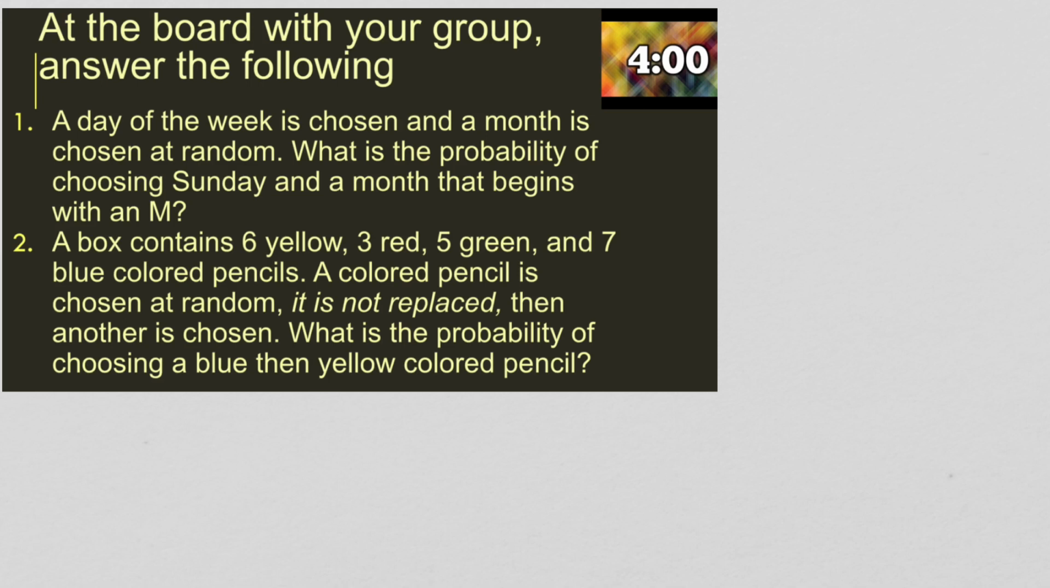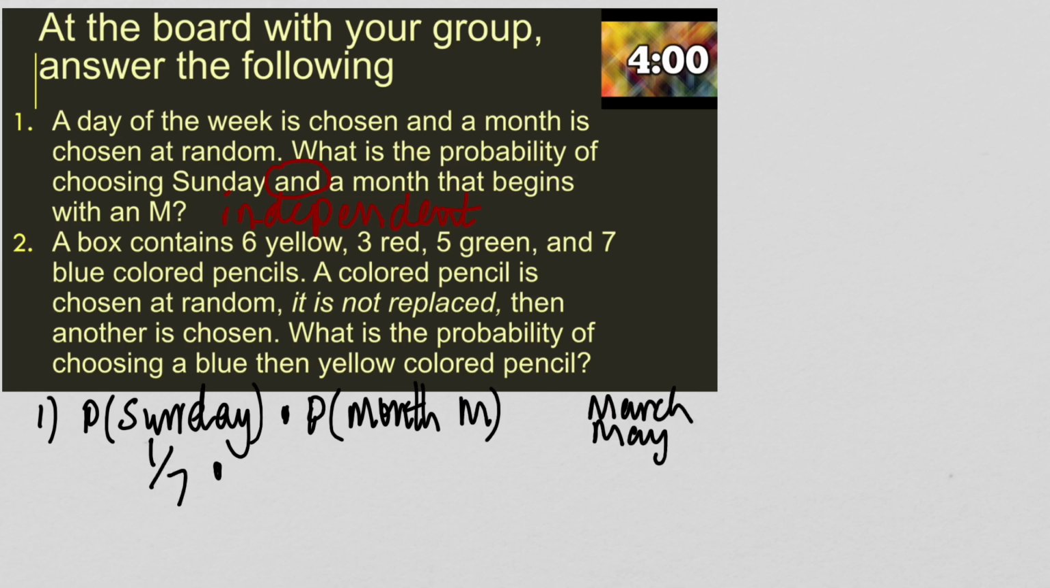So one more time again, are these independent? Yes, they are. You're choosing a day of the week versus a month. It also has the word and in there too. Okay, so let's go ahead and figure out what's event A. Event A is probability of choosing Sunday. And event B, timesing it by the other event B, is probability of choosing a month that begins with M.